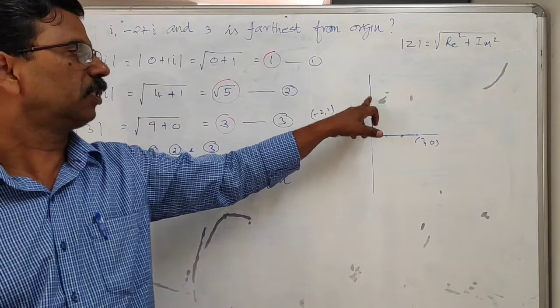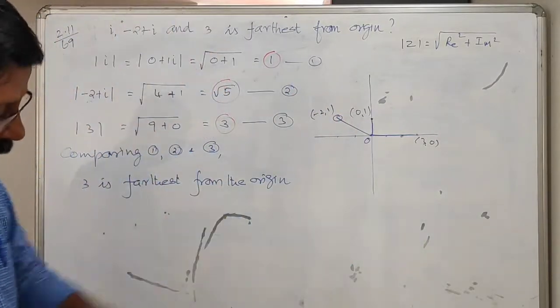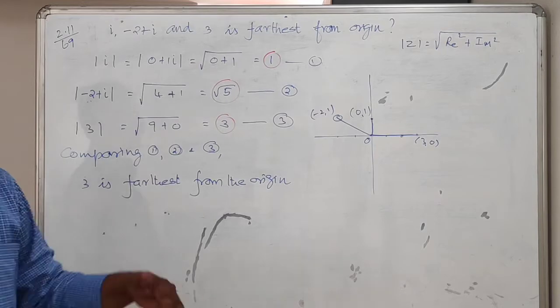It is 0, 1 is shortest from the origin. You can say this is origin. Okay, like this you can do it. Therefore, carefully look at the problem, then you do the answer.